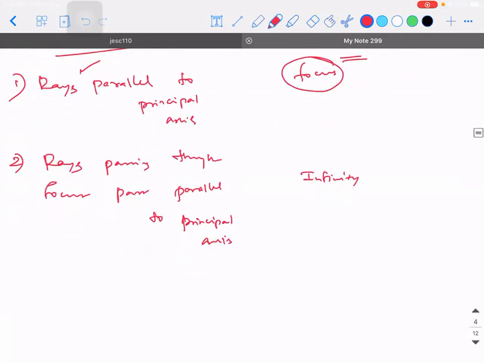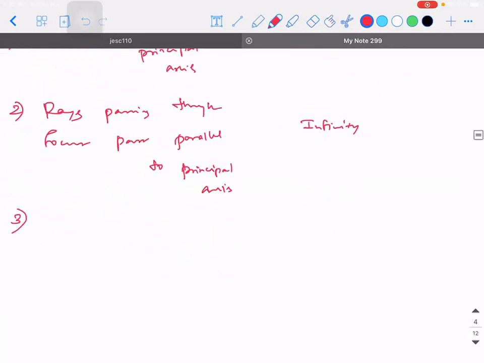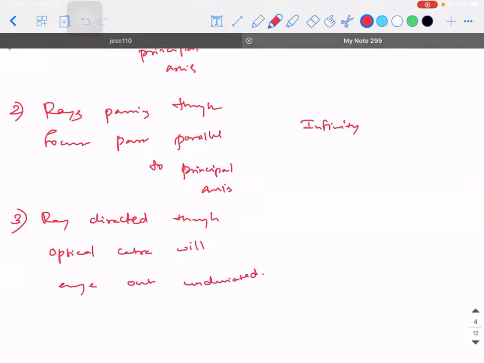Third, a ray directed through the optical center will emerge out undeviated. That's right. Is that enough for us to locate the images?